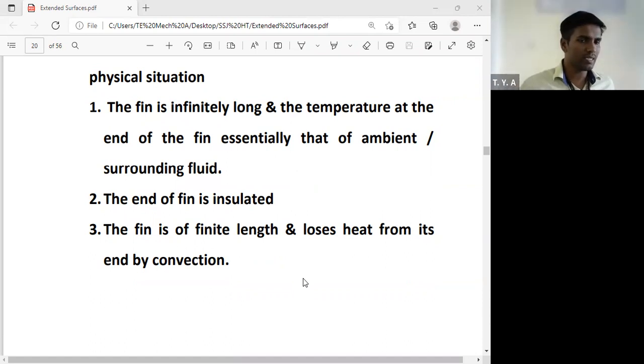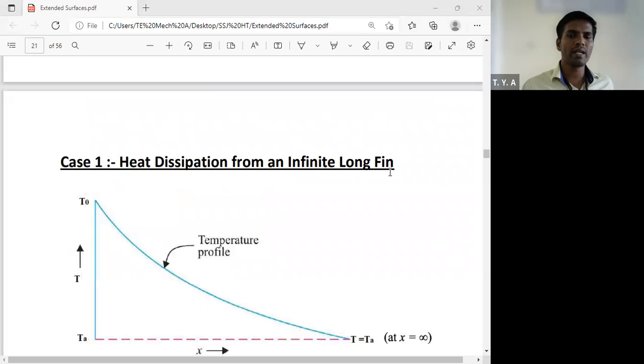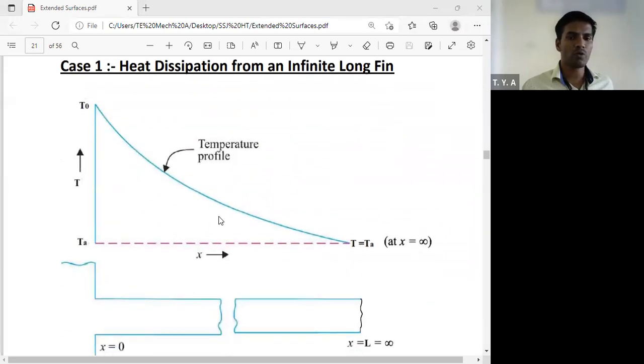So these are the 3 different cases. According to those cases, we have to write down the second boundary conditions and we have to derive the equation for the Q for each case. For each of these 3 cases we have to find out Q. In yesterday's lecture, we derived the equation for case 1. In that case, we considered that the fin is infinitely long. Okay. For heat dissipation from an infinitely long fin, we have drawn this diagram.